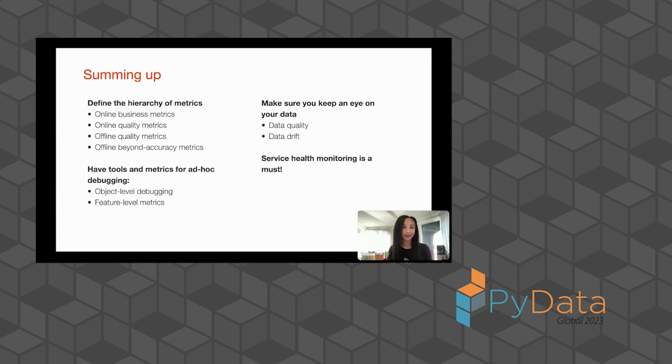So if you know the connection between the online quality metrics and business metrics, we can get the right alerts and detect issues faster. Also, it's quite a good idea to have some offline quality and beyond-accuracy metrics calculated in batch mode on the same dashboard, because it will help us to debug things faster. And we also discussed that you work with a production service, which relies on the data. So make sure you keep an eye on your data quality and data drift.